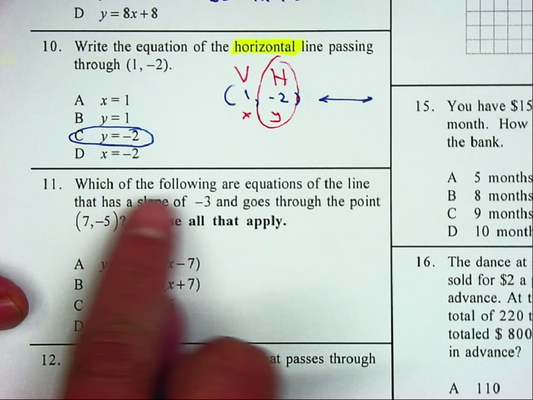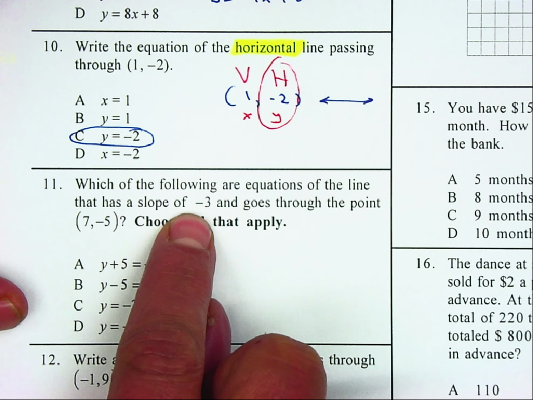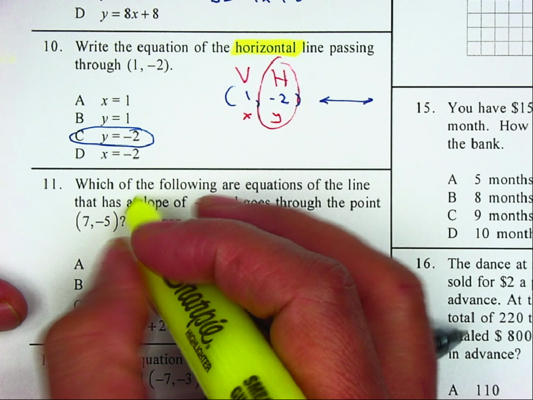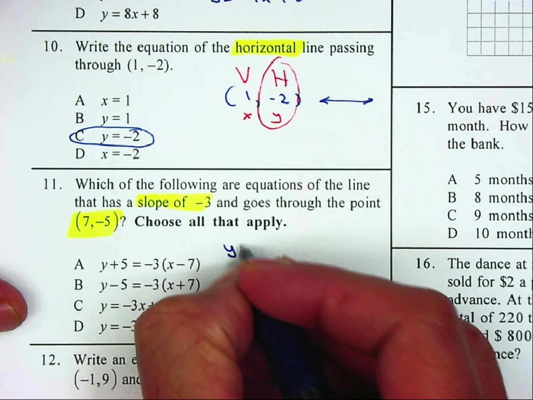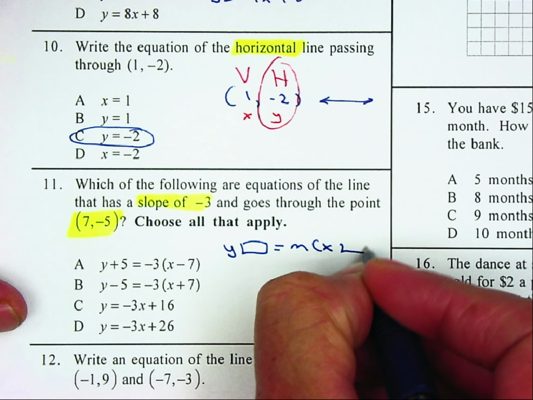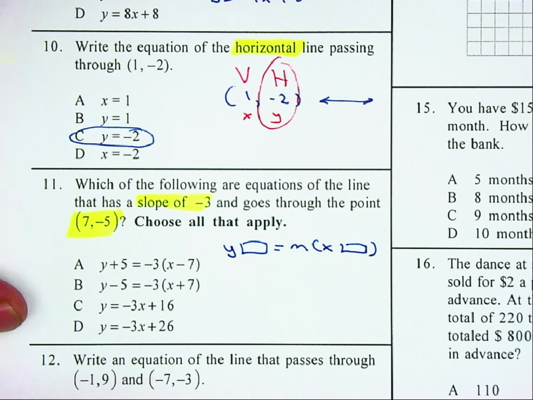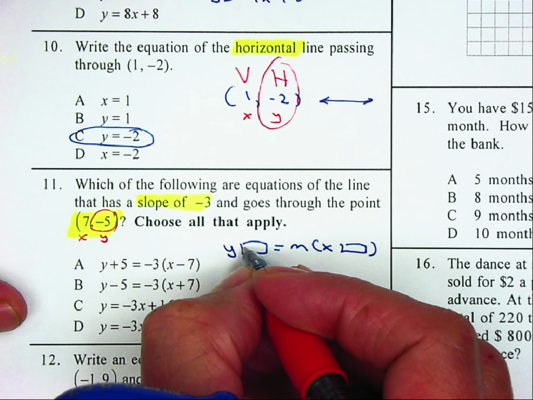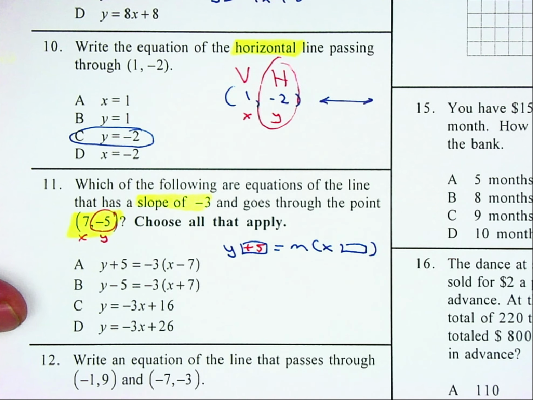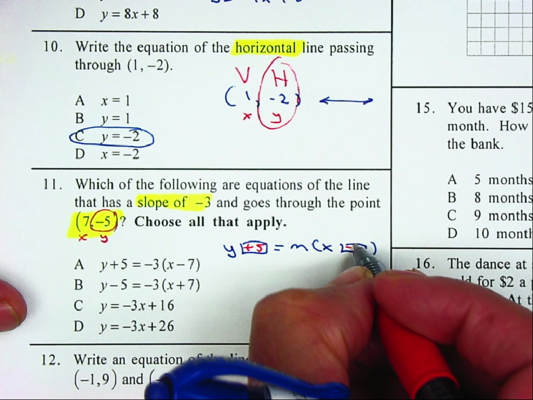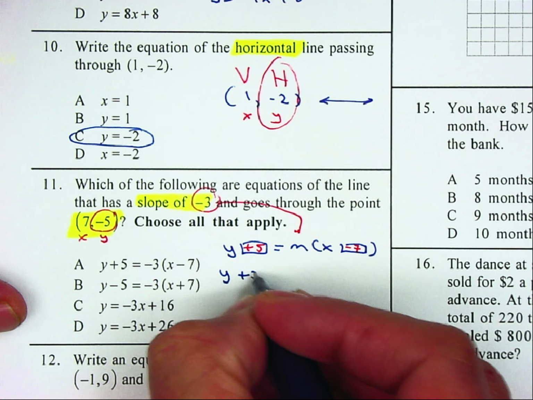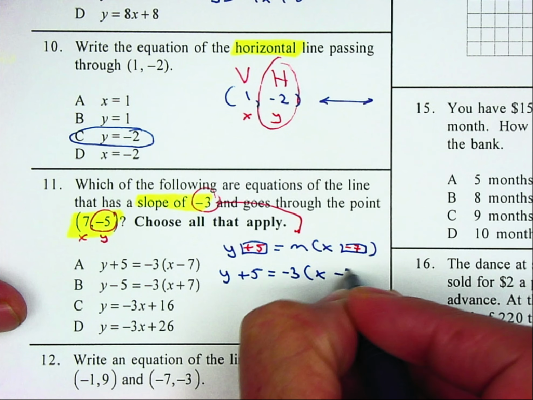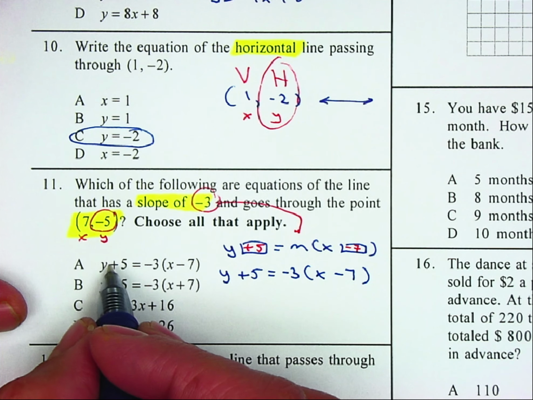Number 11. Which of the following are equations of the line that has a slope of negative 3? So they tell you that the slope, which is your m, is -3, and it goes through the point. If they give you a point, you must use y box equal to mx box. This is your x, and this is your y. So I'm plugging the -5 in here. It becomes the opposite whenever you plug into the box due to the equation. That's your 7, that'll be a -7. And your slope will be the m. So let's rewrite it. y plus 5 equal to -3x minus 7. So your answer is letter A.